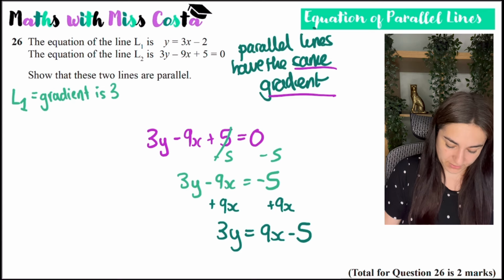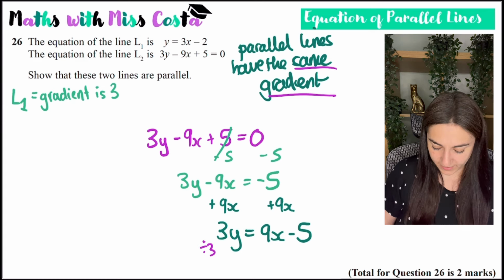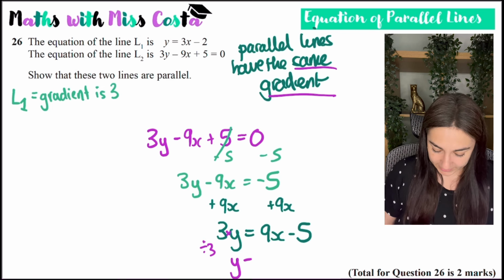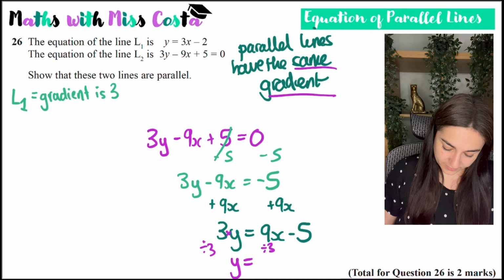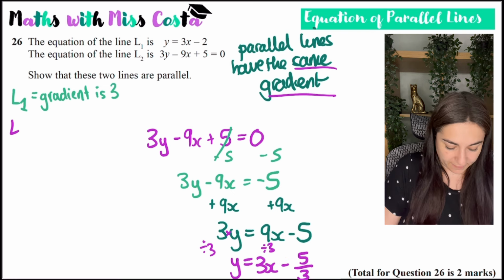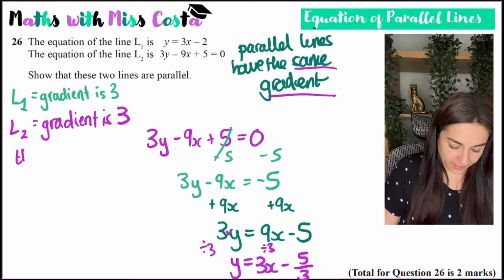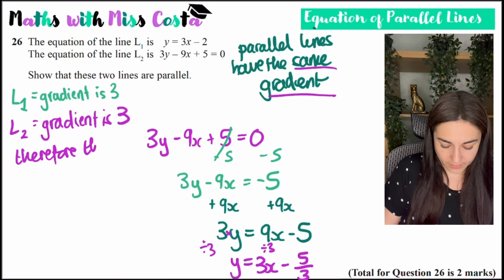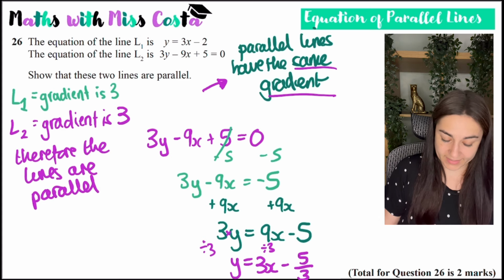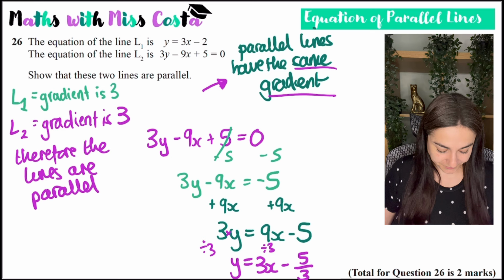And then I would have to divide by 3, because this 3y means 3 times y. So I'd be left with y equals 9 divided by 3 is 3x minus 5 over 3. So for L2, the gradient is also 3. Therefore, the lines are parallel because, and I would write out, parallel lines have the same gradient.